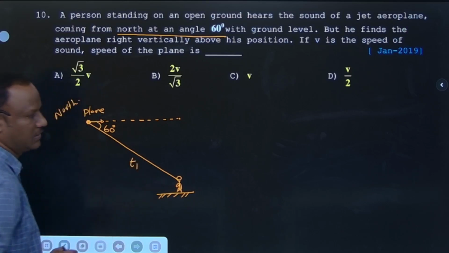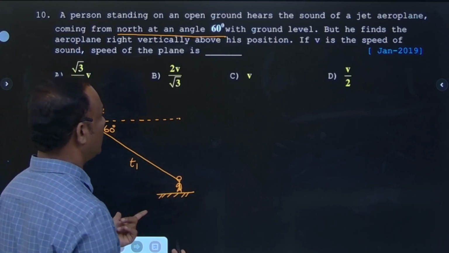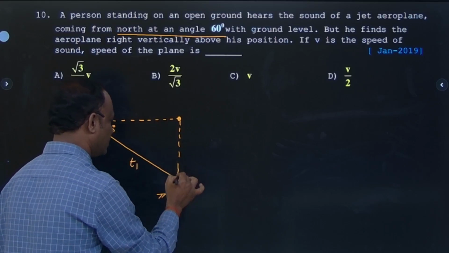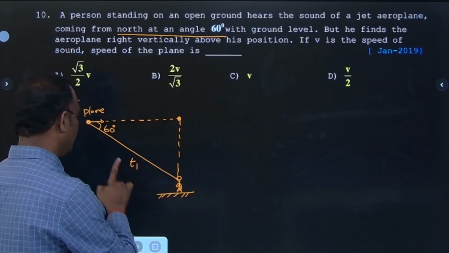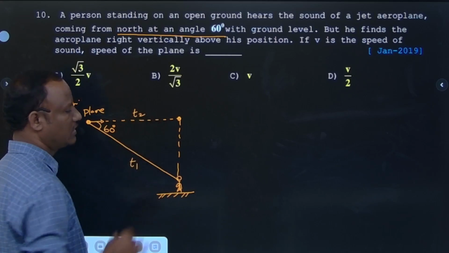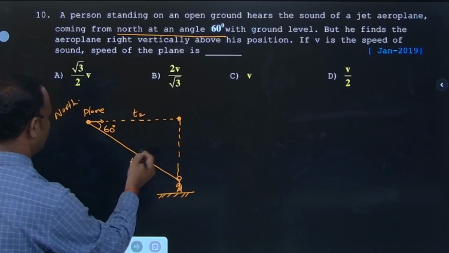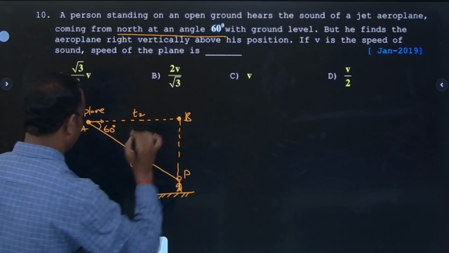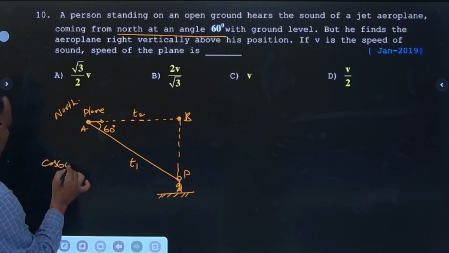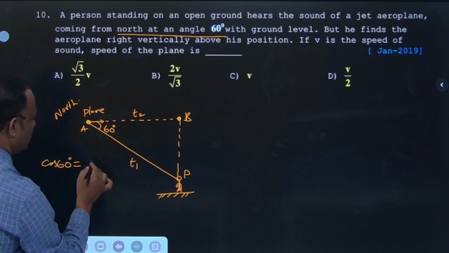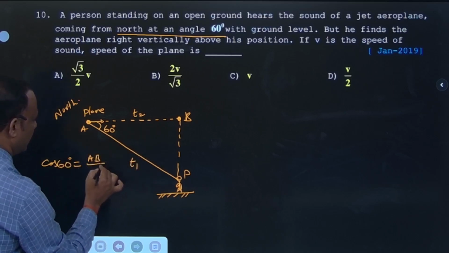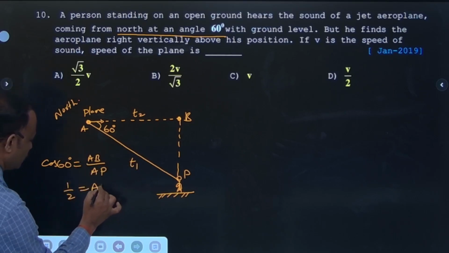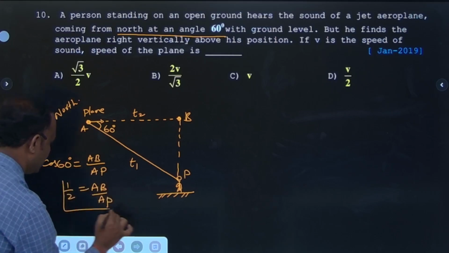The time taken is T1. Next, when he observes that the plane is exactly vertically above the person, the time taken in the first case must be equal to the time taken in the second case. Let me take the points as A, B, and the person as P. So cos 60 is adjacent AB by hypotenuse AP. Cos 60 is 1 by 2, equals AB by AP.